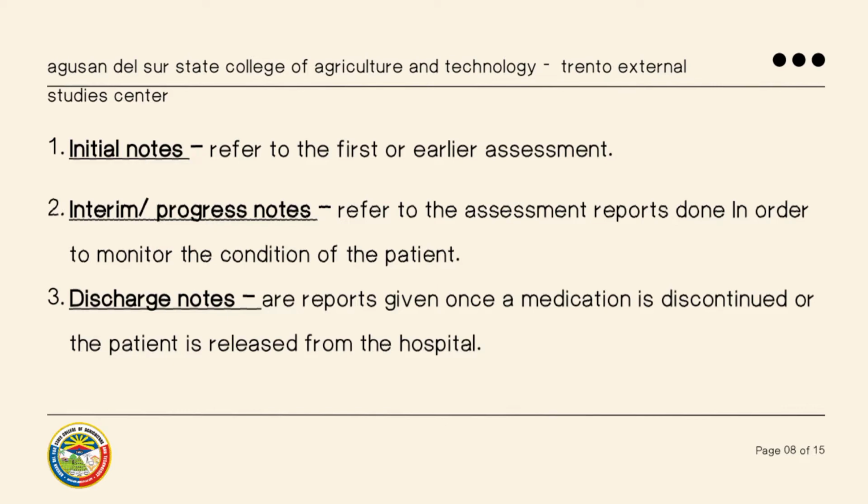Next, we have the discharge notes. Discharge notes are the reports given once a medication is discontinued or the patient is released from the hospital. A discharge note summary is a handover document that explains to any other healthcare professional why the patient was admitted, what happened to them in the hospital, and all the information that they need to pick up the care of the patient quickly and effectively.